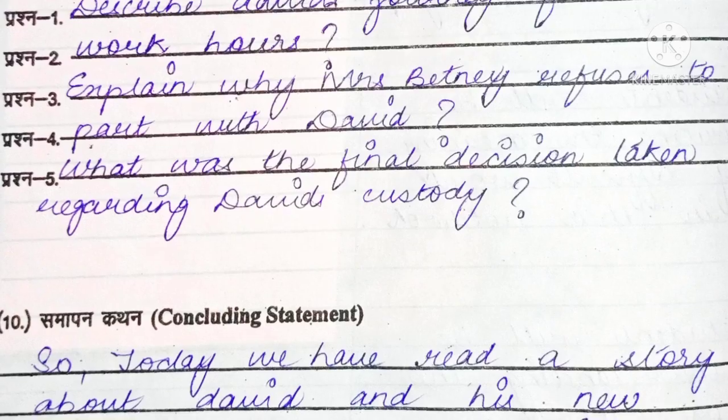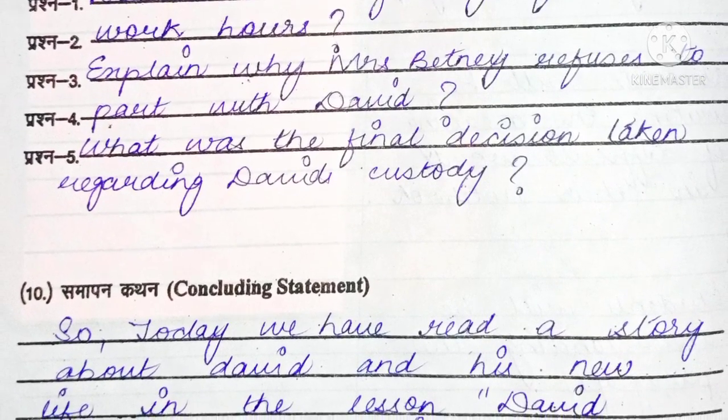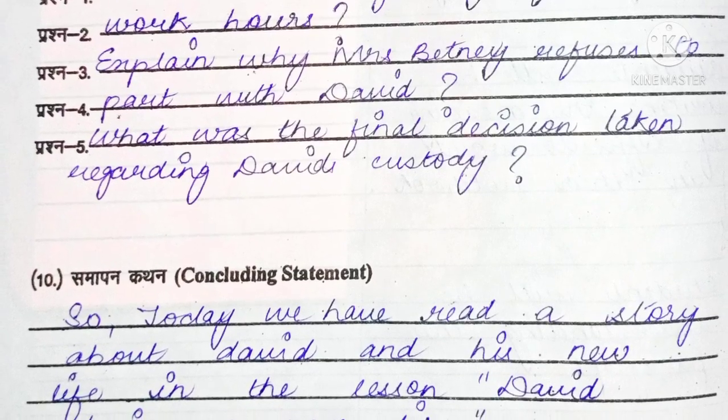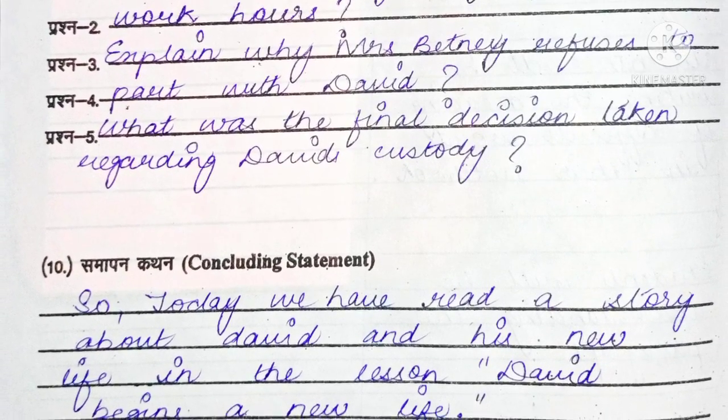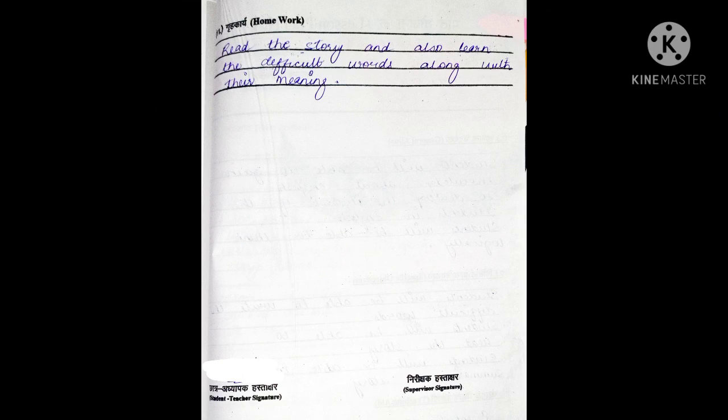Then the next point is of recapitulation, in which we have to ask a few questions. And then last point is of concluding statement, in which we conclude that today in the class we have studied a chapter known as David begins a new life. And then the last 11th point is of homework, in which we give homework to our students, and last comes the teacher signature and the supervisor signature.